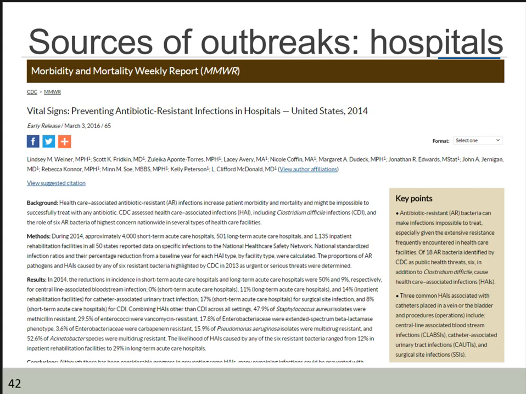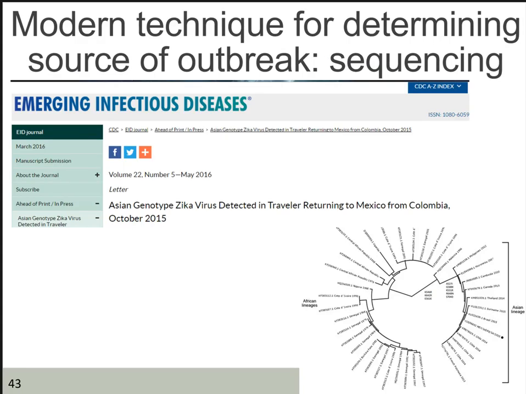Now, one of the modern ways to determine how a microbe is spreading is to sequence the genome of the microbe. An example of that is the Zika virus outbreak that occurred in 2015. To determine where the infections originated and how they were spread, isolates of that virus were sequenced, and the sequences were compared, and it was determined that most of the people who were infected with this disease were travelers returning to Mexico from Colombia. And so they were able to determine that Colombia was the location of the outbreak.